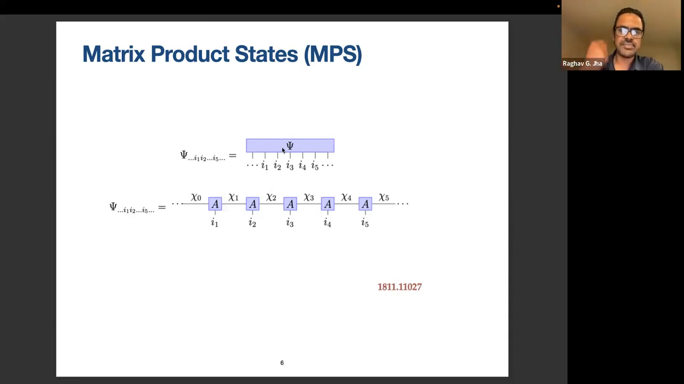But the basic idea is to represent this psi by some approximate psi, which is mentioned below, by combining rank 3 tensors side by side. And those rank 3 tensors, as you see, is A. The physical index remains the same because we don't want to touch that, which is I1 through IN. But there are some dummy indices which are known as bond dimension, which are chi0 through chi5, and they represent how the one tensor is connected to the other tensor.